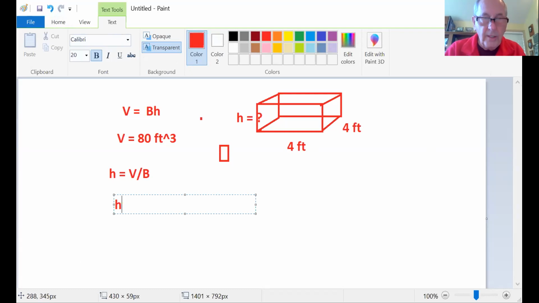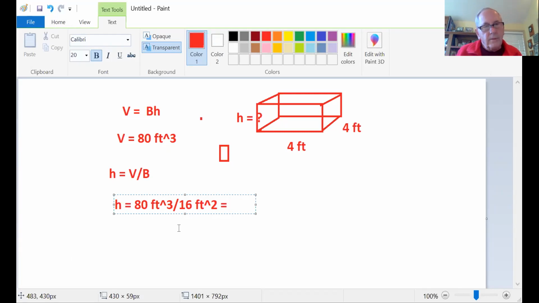So now you've got H is equal to 80 cubic feet. And here's where the dimensions come in handy. Put them in there so you know what it is. Divided by 16 square feet, right? So when you divide the square feet into the cubic feet, you're going to get feet, and that's what you want. So you know you've done the right thing.